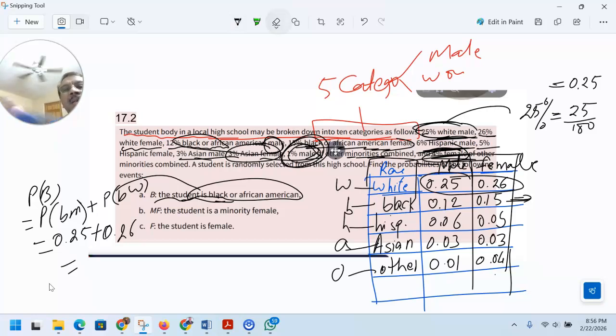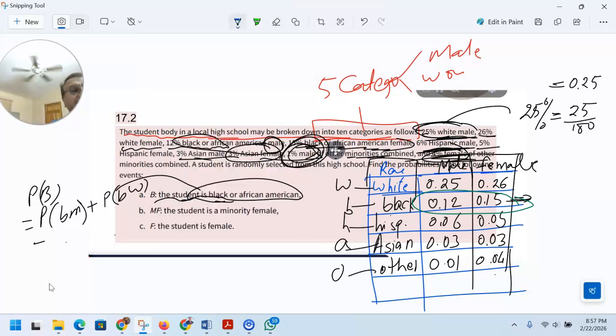sorry, I made a mistake. Not that one, this one. This should be black. This is 0.12, and this is 0.15. So 0.12 plus 0.15 will add up to 0.27. Okay, so that takes care of the first one.